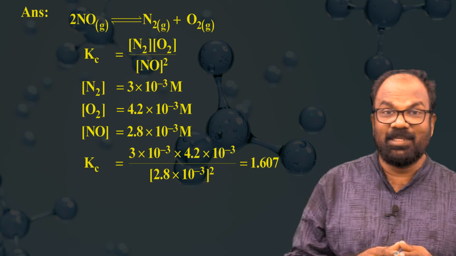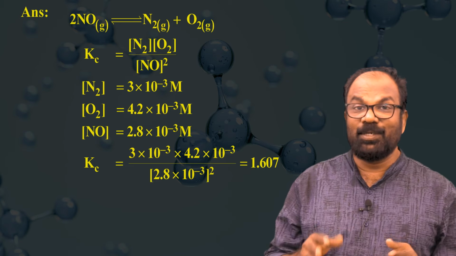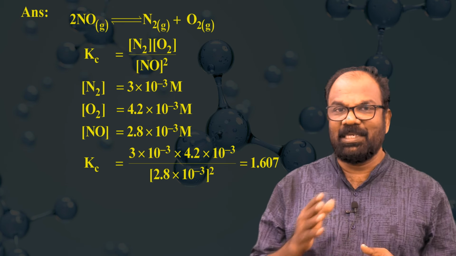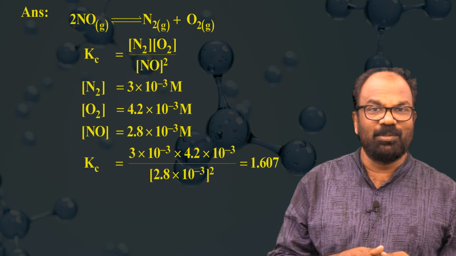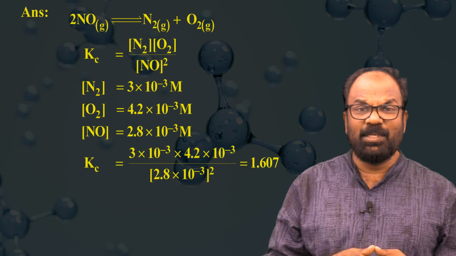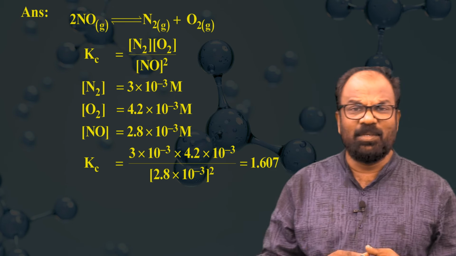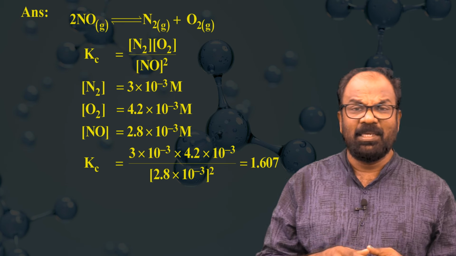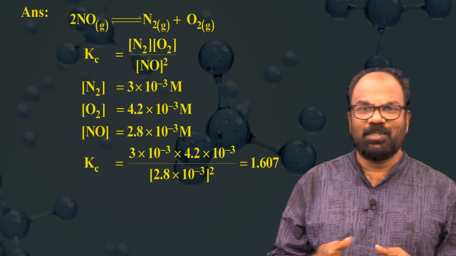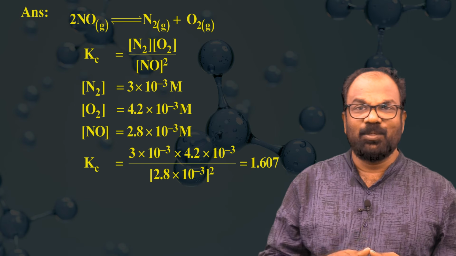Equilibrium constant Kc is equal to concentration of N2 into concentration of O2 divided by concentration of NO square. Here concentration of N2 is given as 3 into 10 raised to minus 3 molar, concentration of O2 is equal to 4.2 into 10 raised to minus 3 molar, and the concentration of NO is equal to 2.8 into 10 raised to minus 3 molar. Therefore, Kc is equal to 3 into 10 raised to minus 3 into 4.2 into 10 raised to minus 3 divided by 2.8 into 10 raised to minus 3 the whole square, which is equal to 1.607.